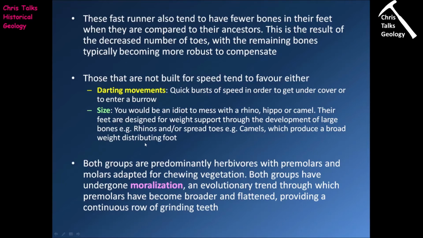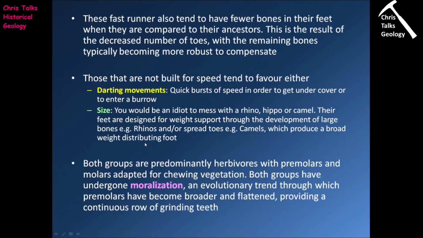Now, in the case of these larger ungulates, we see that they have feet which are designed for weight support through the development of large bones, and we also see that they tend to have spread toes, and this produces a broad foot which is very good for distributing the animal's weight.